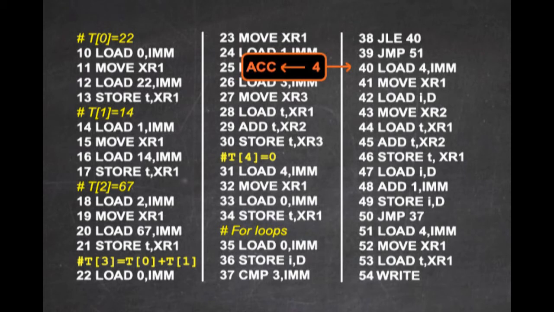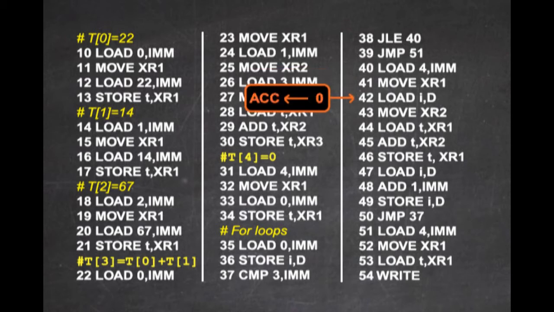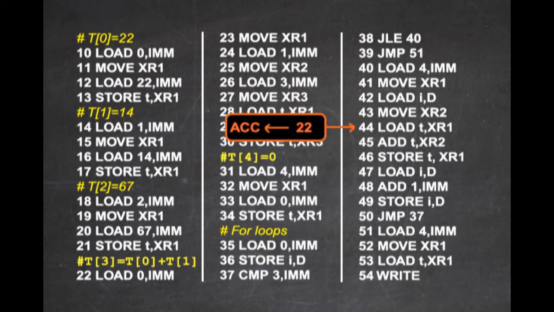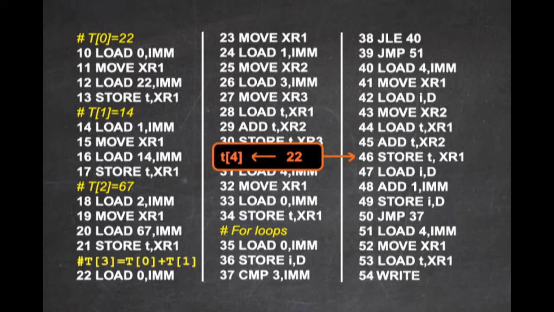Accumulator is loaded by 4. Index register index 1 is loaded by 4. Accumulator is loaded by 0. Index register index 2 is loaded by 0. Accumulator is loaded by 22. Accumulator is loaded by 22. Array item with index equals 4 is loaded by 22.